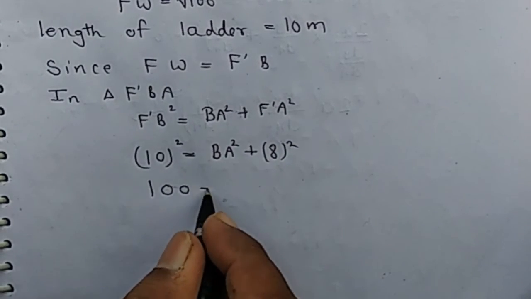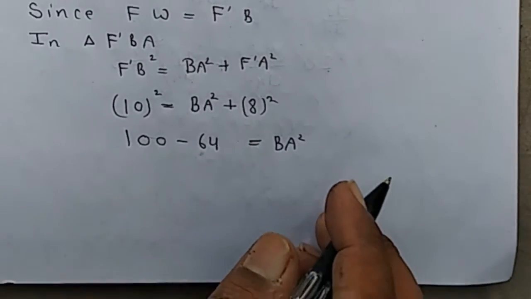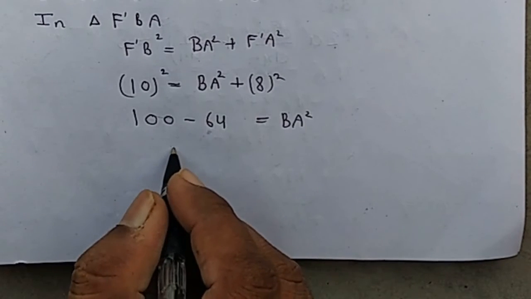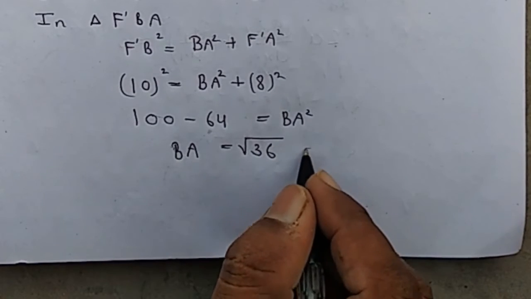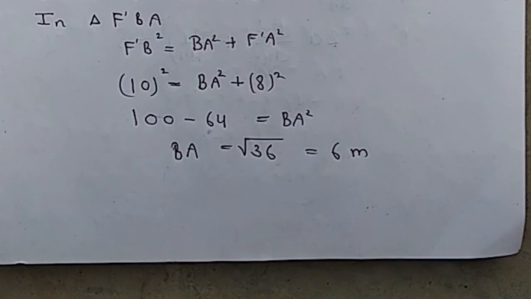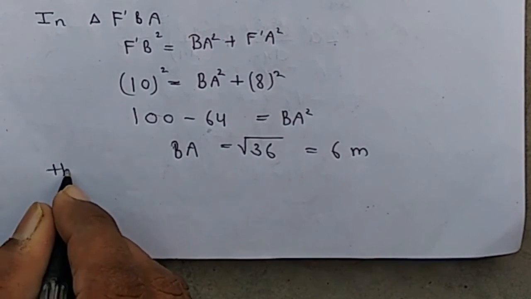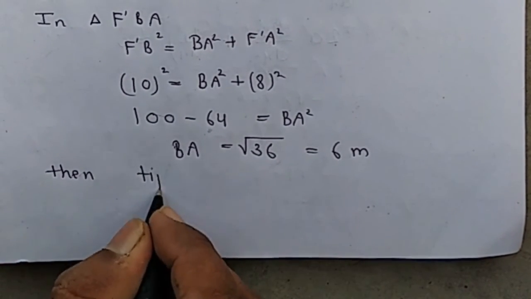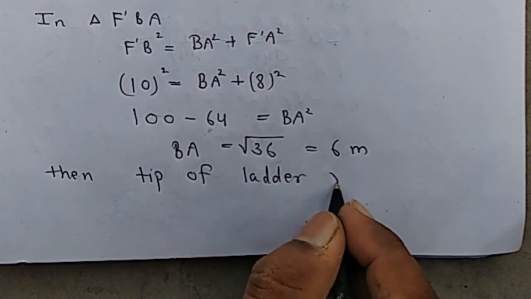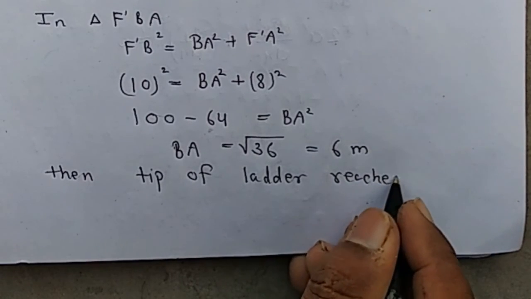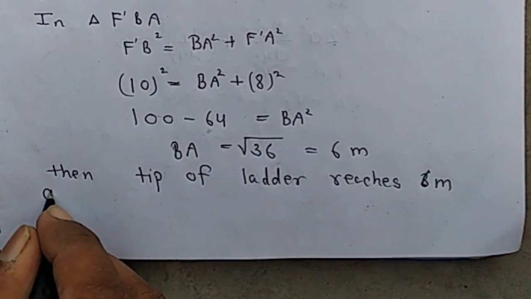Then it is 100 minus 64 equal to BA square. Now BA equals square root of 36, means 6 meter. The new position of its tip reaches 6 meter above the ground.